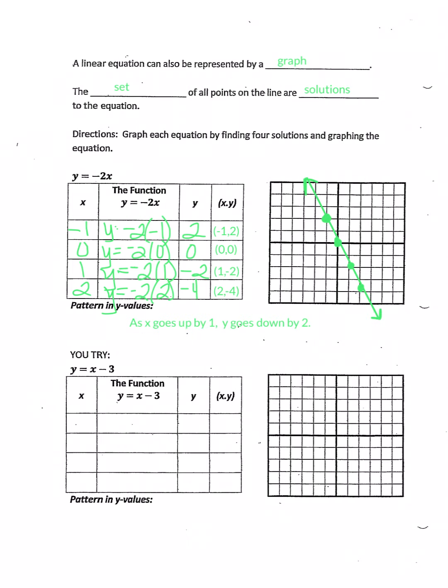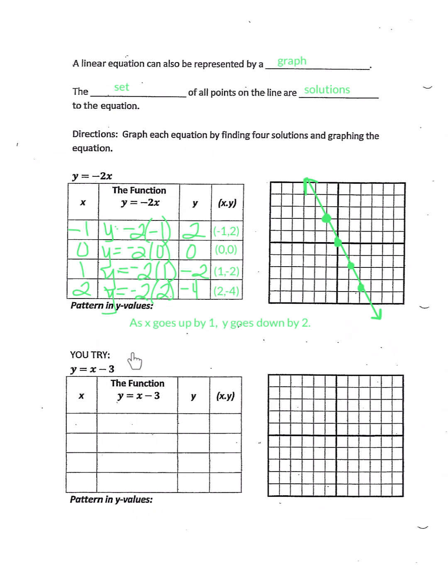So now that I'm done graphing them, I drew my straight line using a ruler, and it asked me for the pattern in the y values. So as x goes up by 1, negative 1 to 0, 0 to 1, 1 to 2, y is going down by 2. We're starting at 2, we're going to 0, we're going to negative 2 to negative 4.